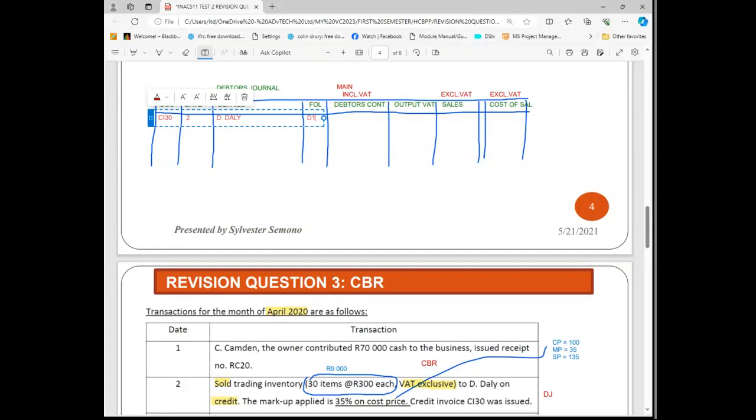Where do you think I must record 9,000? Tell me which column. The sales. Because it's excluding VAT. Okay. What is the next step now? To calculate the cost price. No. Remember, cost price we agreed is the last thing we calculate, always. Otherwise, we're going to get confused.